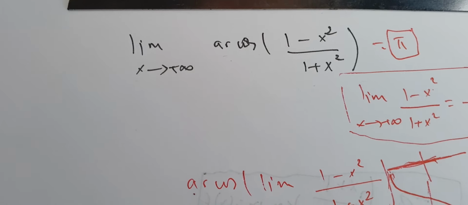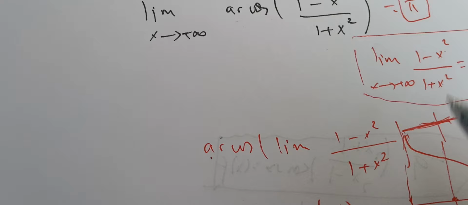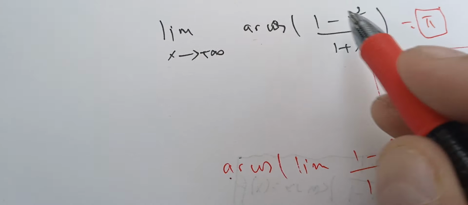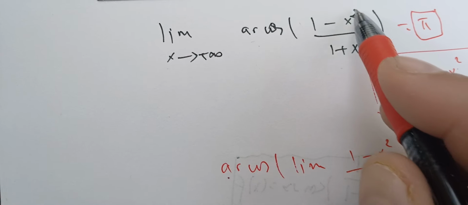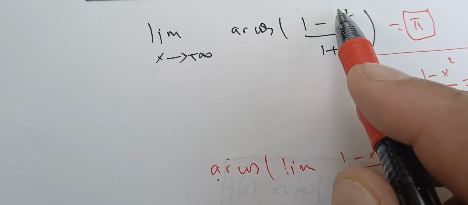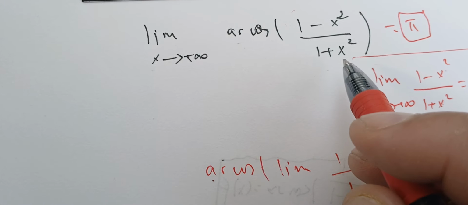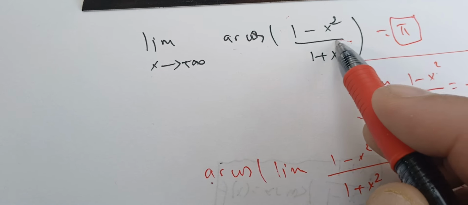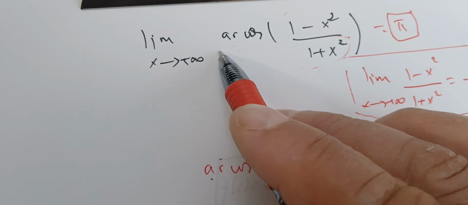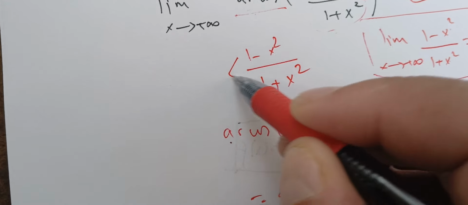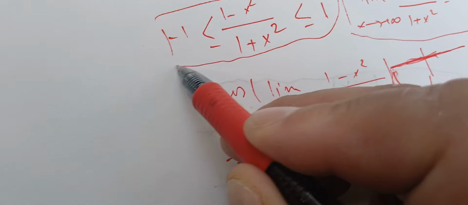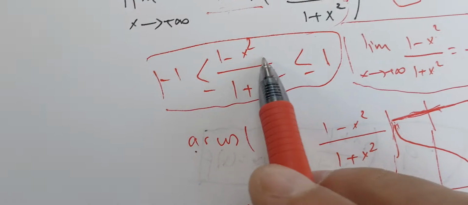So we can say that our limit here is pi. One thing that we didn't check is the domain of definition of this function. The inside function, (1 minus x squared) over (1 plus x squared), is defined everywhere because it's the ratio of two binomials, and the denominator is never 0. But to define the arccosine, we need (1 minus x squared) over (1 plus x squared) to be between minus 1 and 1.